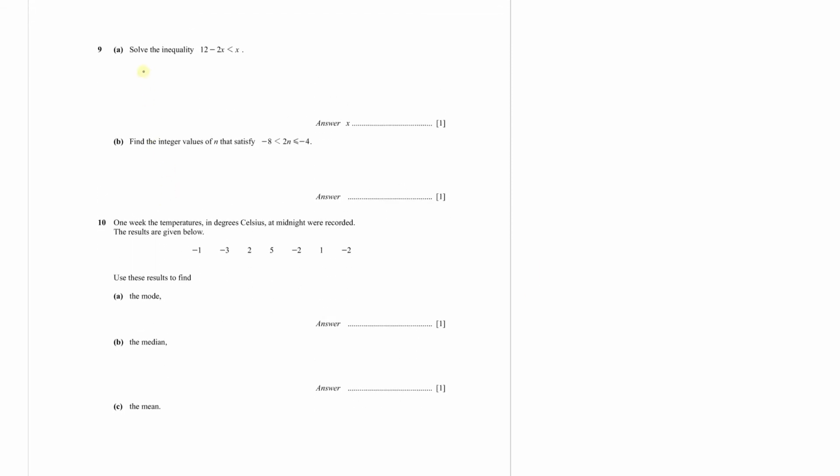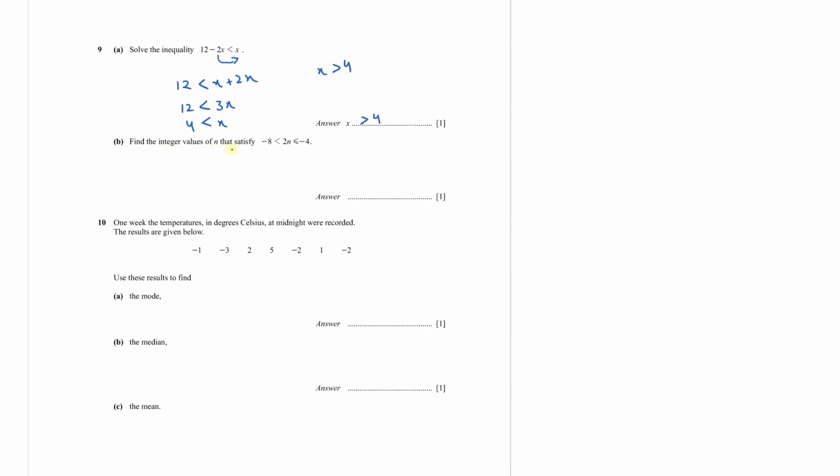Question number 9 is solve the inequality 12 minus 2x is less than x. So I can take this 2x to the other side. So this gives me 12 is less than x plus 2x. So 12 is less than x plus 2x, which will be 3x. And then if I divide by 3 on both sides, I will get 4 is less than x, or x is greater than 4. So x is greater than 4.